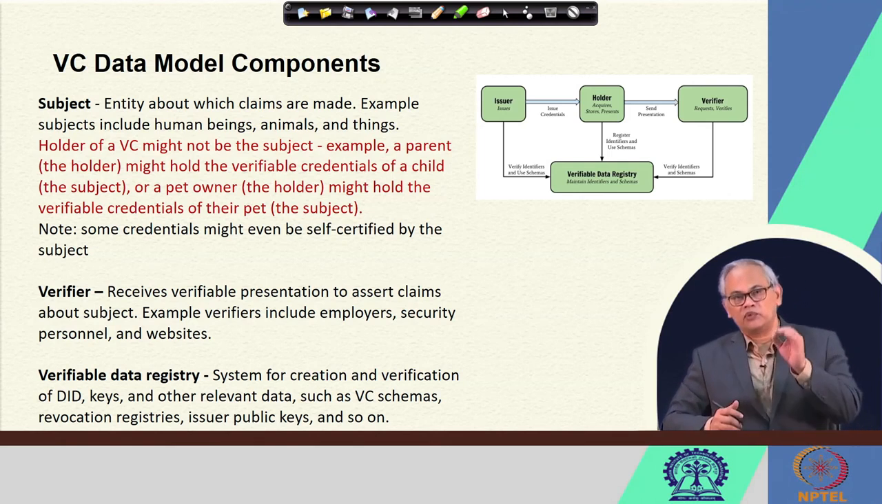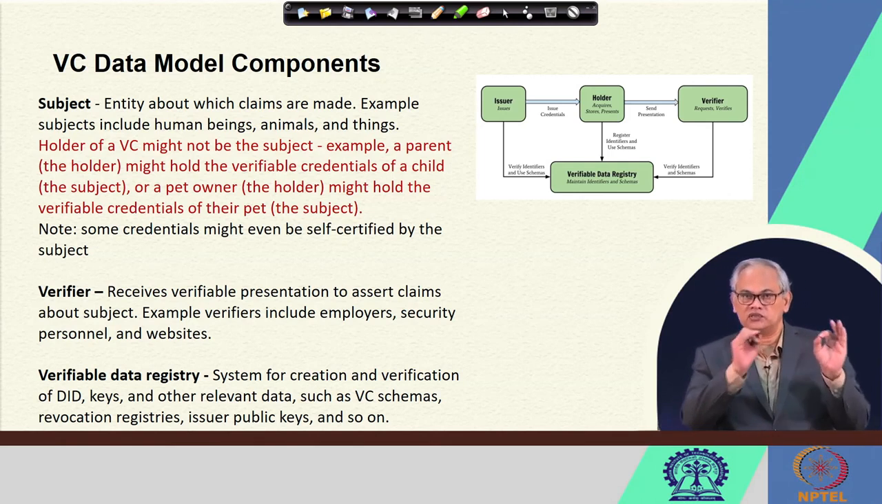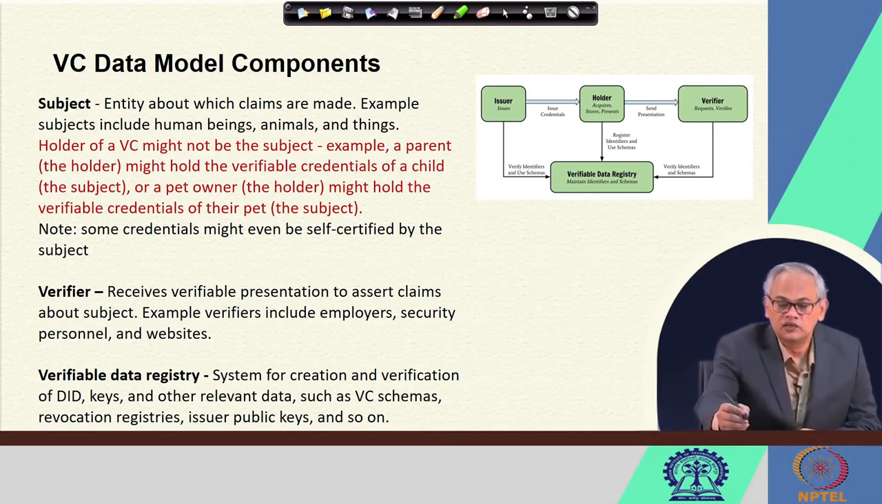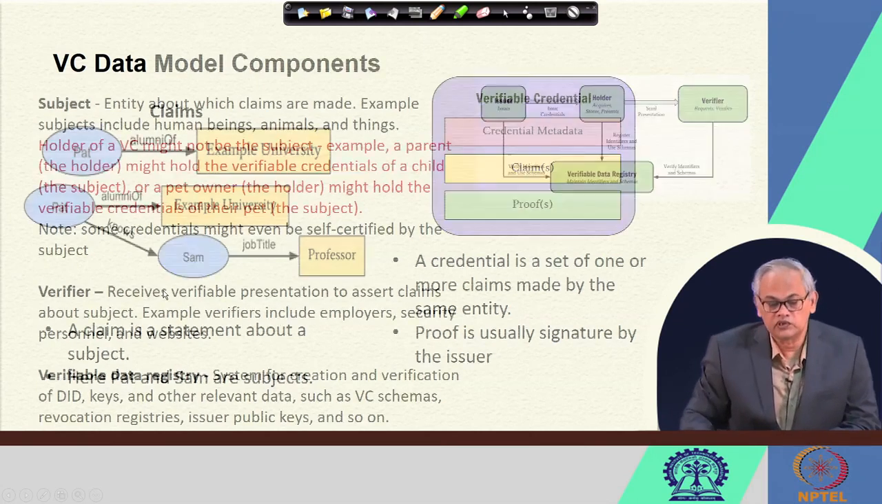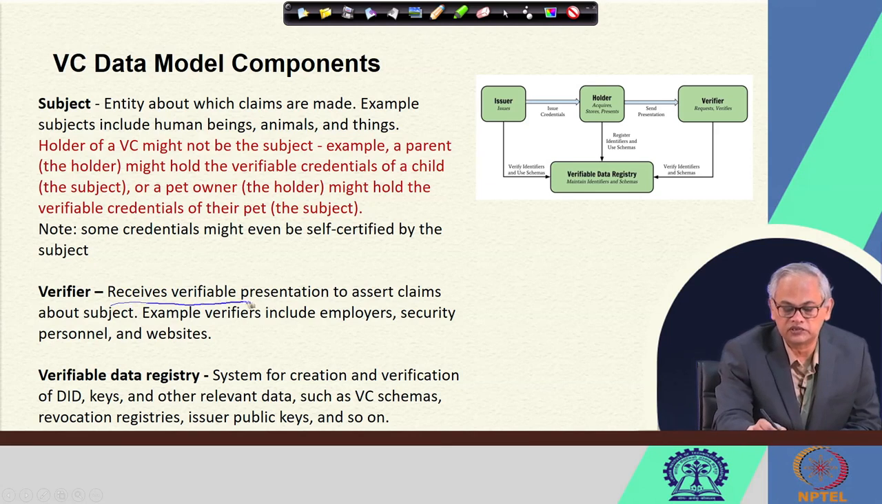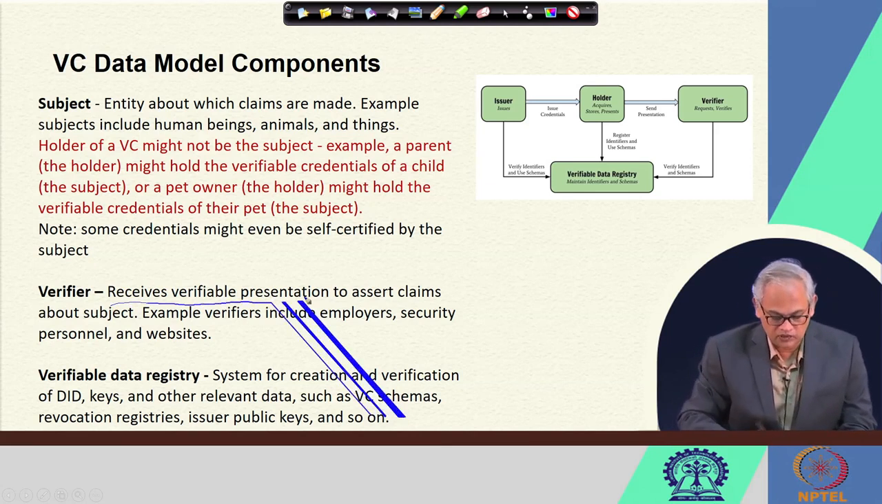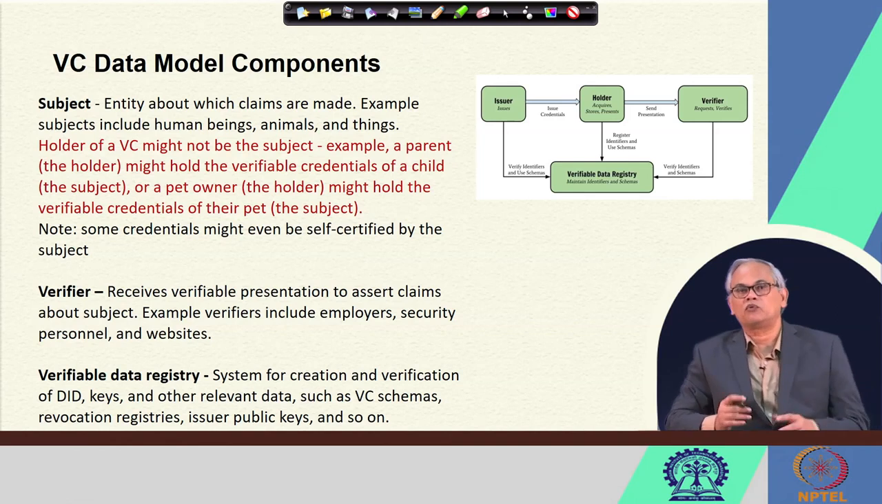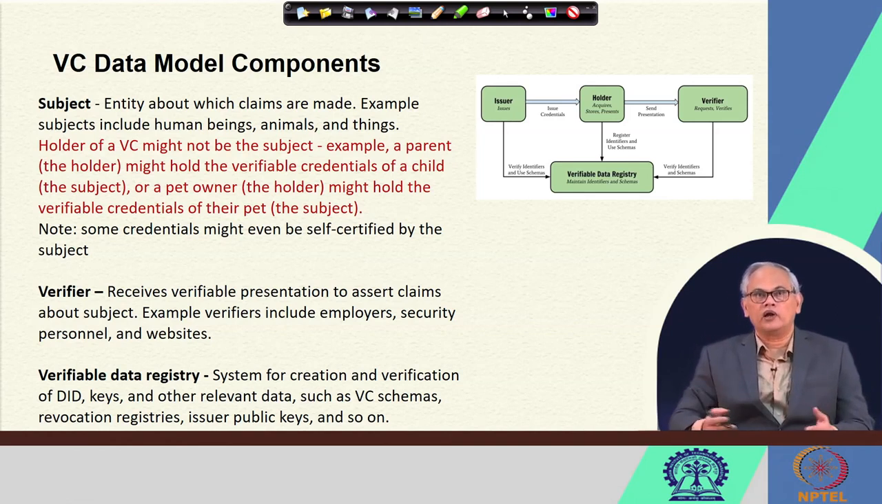This example is given in order for you to understand the difference between the holder and the subject. The verifier, as I mentioned, is the one who receives this verifiable credential, receives this VC as presented by the holder. Examples of verifiers, as I have already mentioned, are employers, and security personnel who would like to check our credentials before allowing access to something. These are some of the typical examples of verifiers.